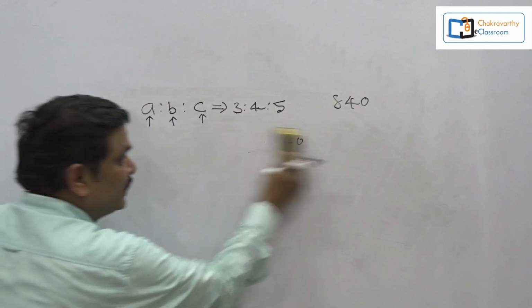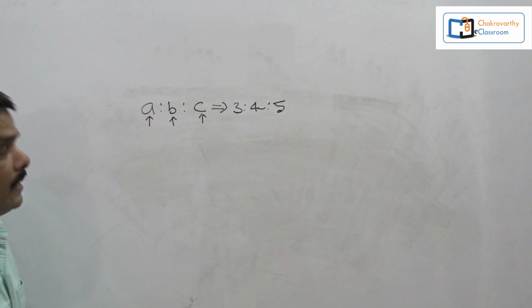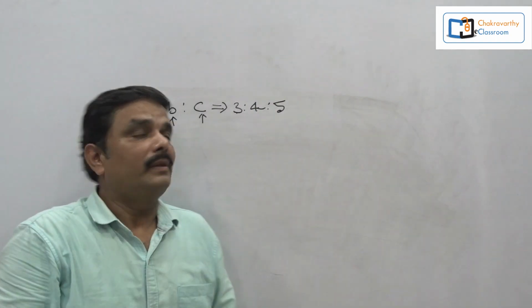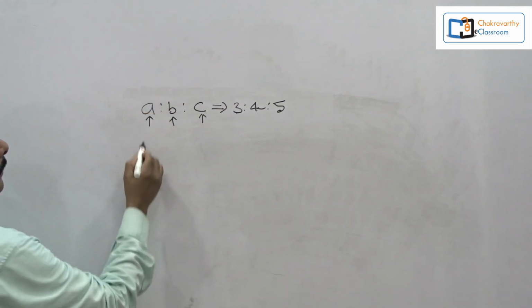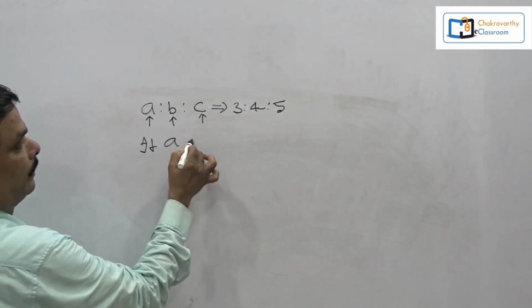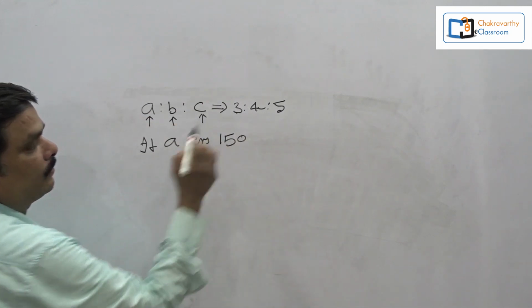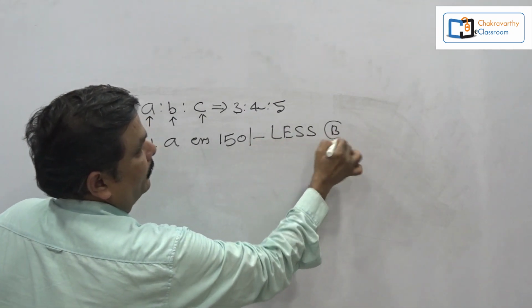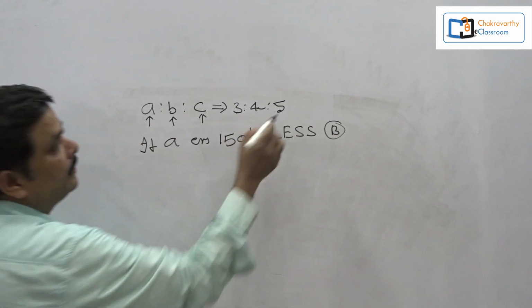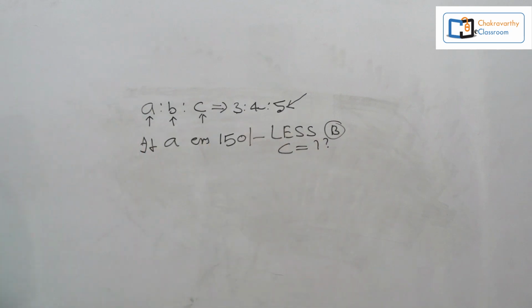Suppose if they give in this way, just forget about this 840. A, B, C, 3 persons are there. Their income is in the ratio of 3:4:5. If A earns 150 rupees less than B, then what is the share of C? They ask the question. Then how to go for this question?